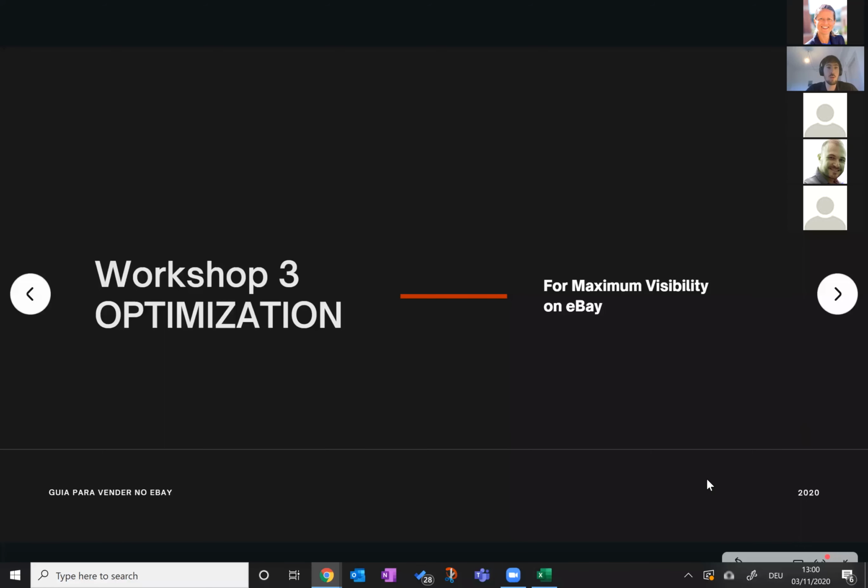Welcome everybody to workshop number 3. Today we're going to talk about optimization, and by optimization I mean how do we optimize a product for it to rank as highly as possible online. And we're going to do it as we did before, based on the example of eBay. So how do we get maximum visibility on eBay? That's going to be the topic today.